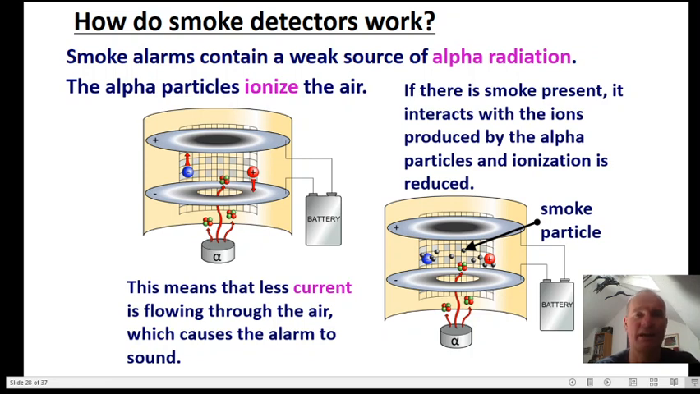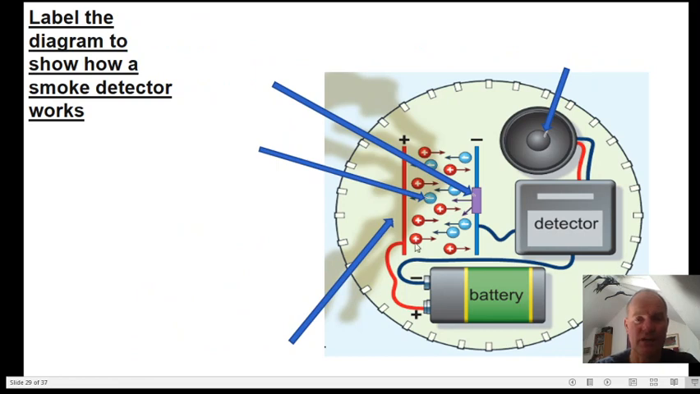Something is stopping that. It must be smoke. And the alarm goes off and keeps us safe. So in the diagram sheets I've sent out to you, you've got this diagram, and you need to be able to label it to show how it works.